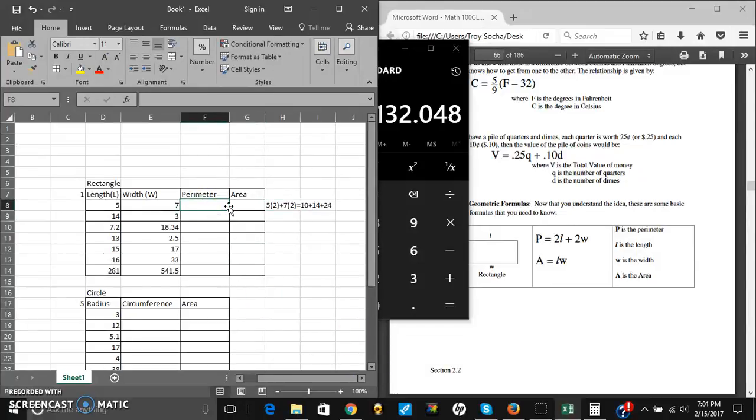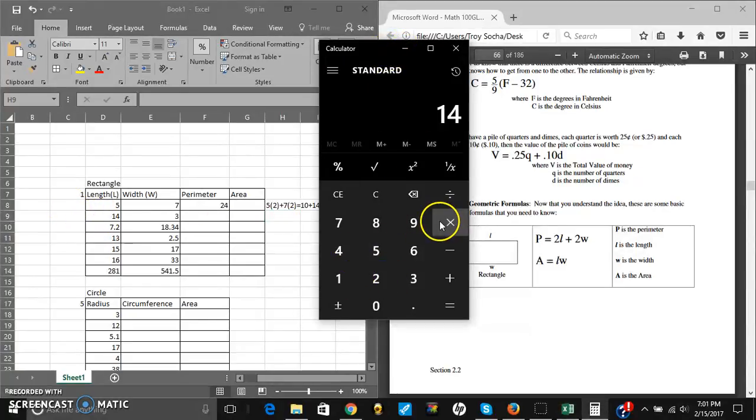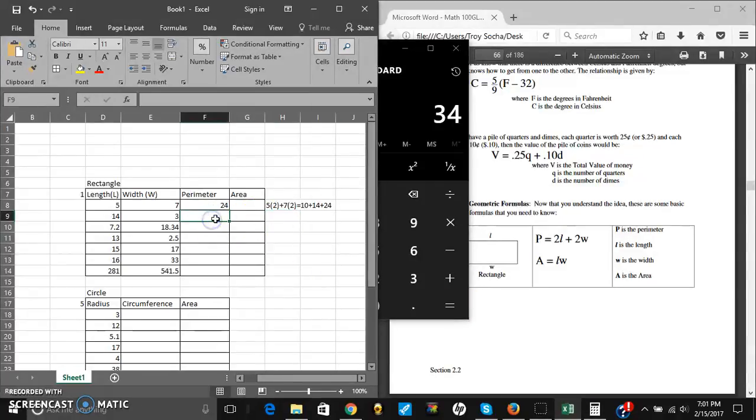So our first perimeter is 24. The second one we can do the same thing. 14 times 2 is 28, and we add 3 times 2, which is 6, and that equals 34. So the perimeter is 34 on that one.